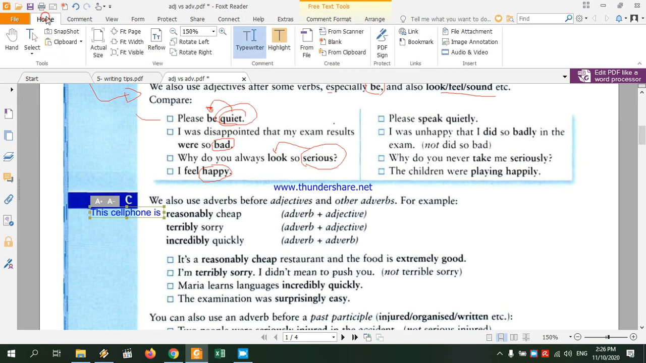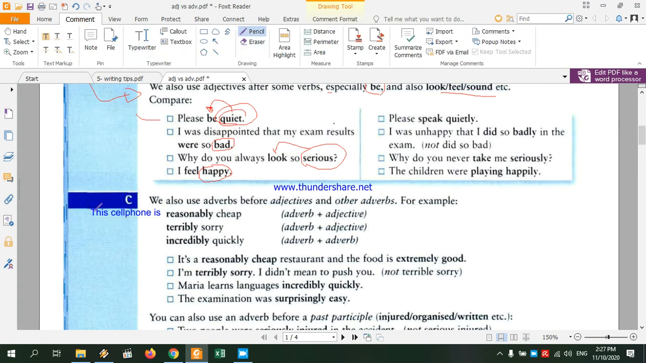All right, let me get the annotator, or where is the comment pencil? This cell phone is reasonably cheap. Here the word cheap is an adjective, and we use an adverb to describe or modify such an adjective. Okay, here we're using an adverb to describe an adjective.